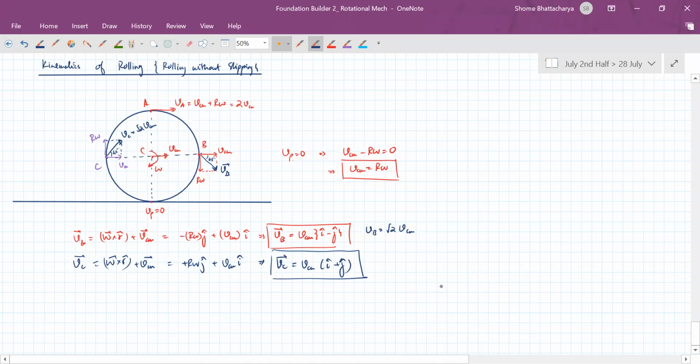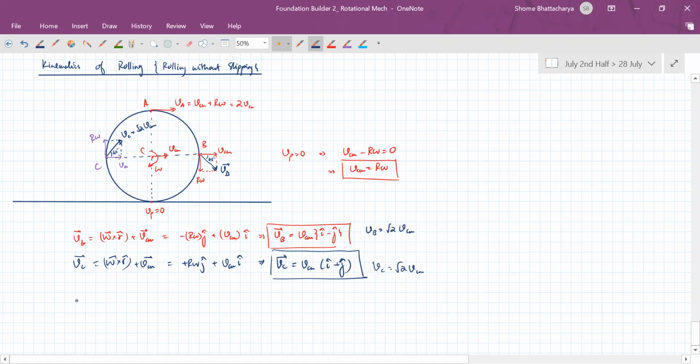So the 2 points on the horizontal diameter will have velocities which are of root 2 times VCM magnitude, and at 45 degrees with respect to the horizontal like this. Whereas the highest point on the object will have a velocity of 2 times the velocity of center of mass, horizontal velocity of 2 times, because the point of contact below is at rest.